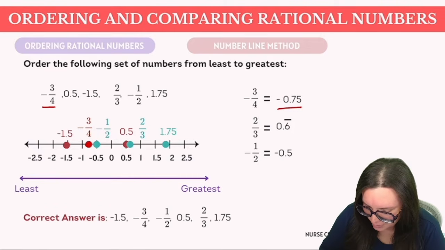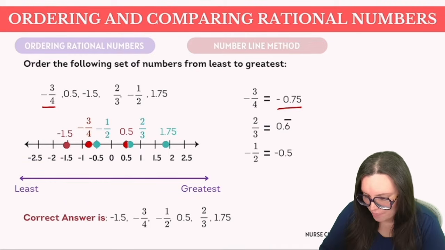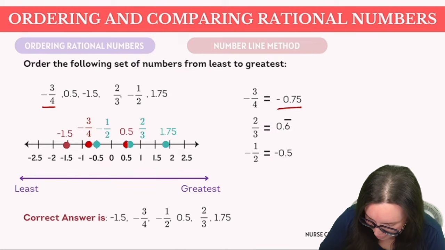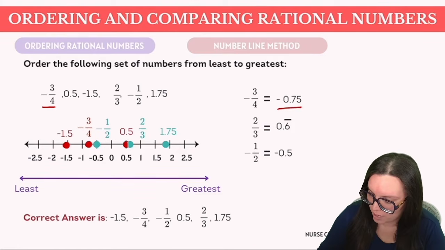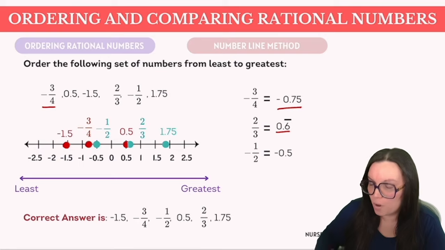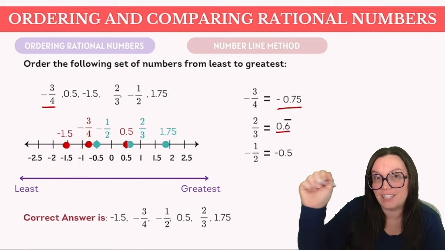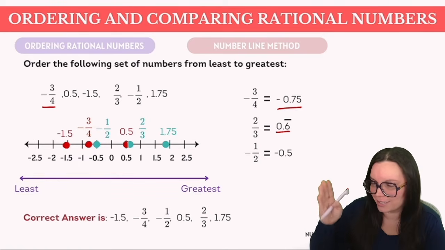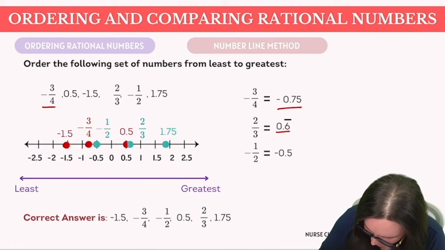Next we have 0.5. 0.5 is going to be more on the right side of our number line. Next we have -1.5. Again, looking at our number line, it's going to be placed right in here. 2/3. So again, we're going to have to do a little math. 2 divided by 3 is going to give us 0.6, and we add a little bar on top of the 6 because it is an indefinite pattern. It's just 6, 6, 6, 6, and so on and so forth down the line. So 2/3 is going to be right about here on our number line.